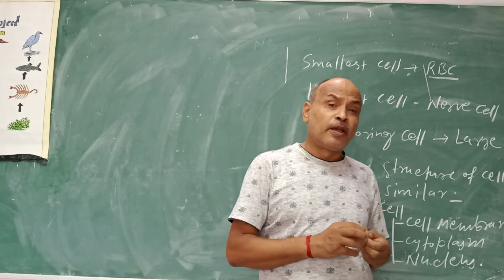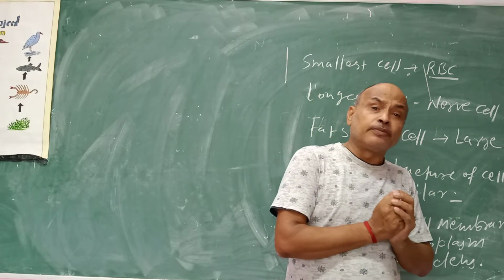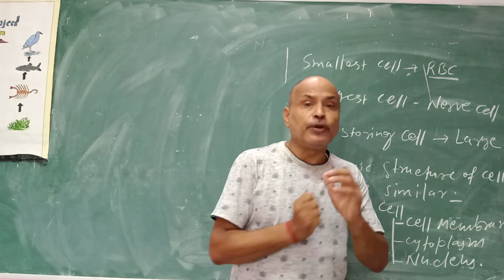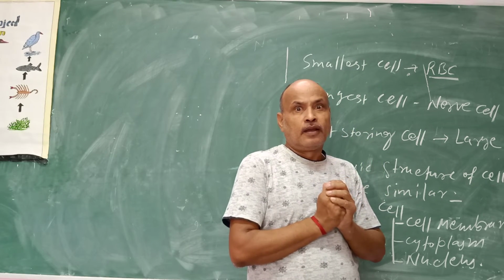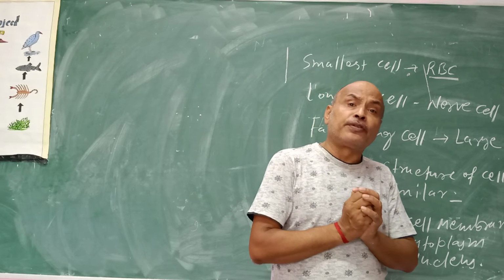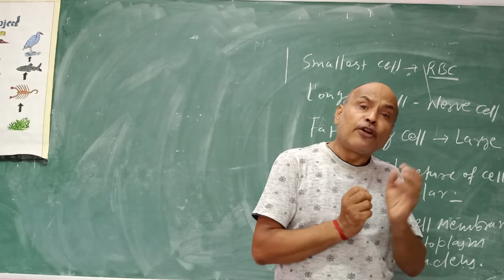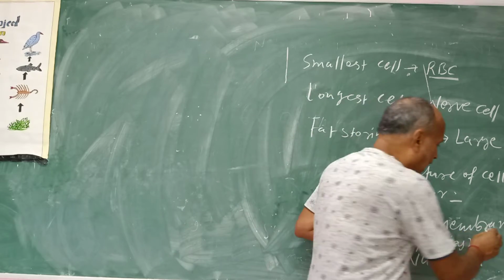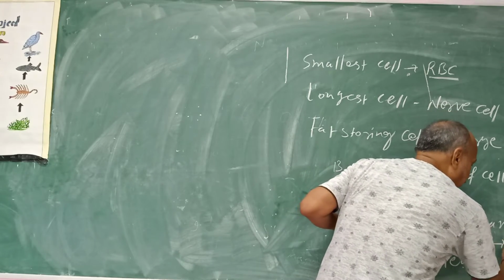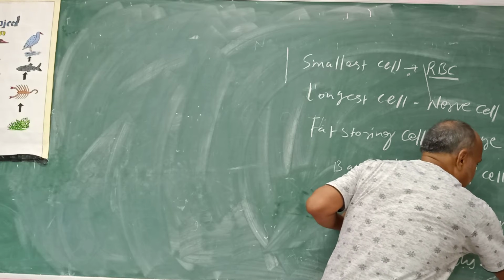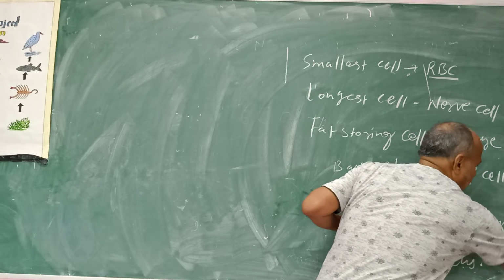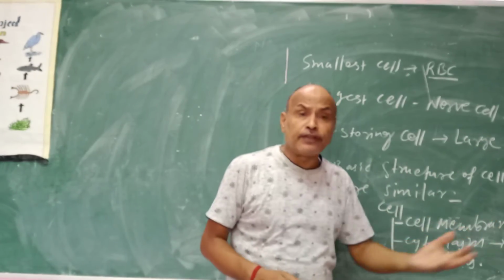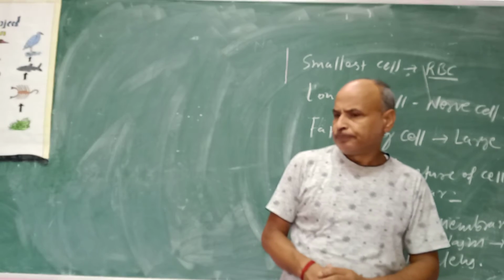Division of labor. Means in the cytoplasm, there are different types of compartments, specific units. And these specific units are known as organelles. So in cytoplasm, there are different organelles. We have to study about these organelles in due course.